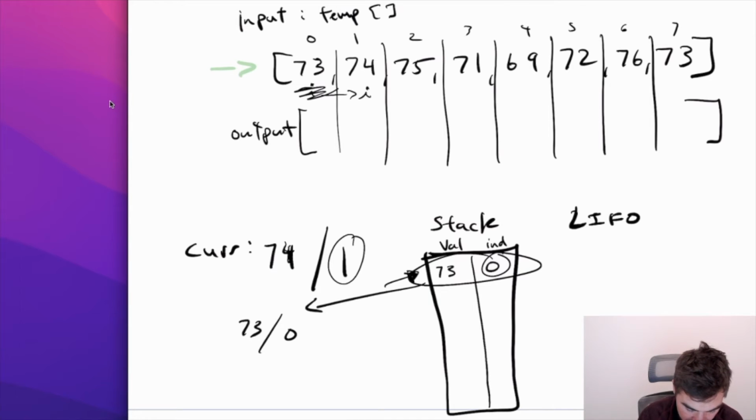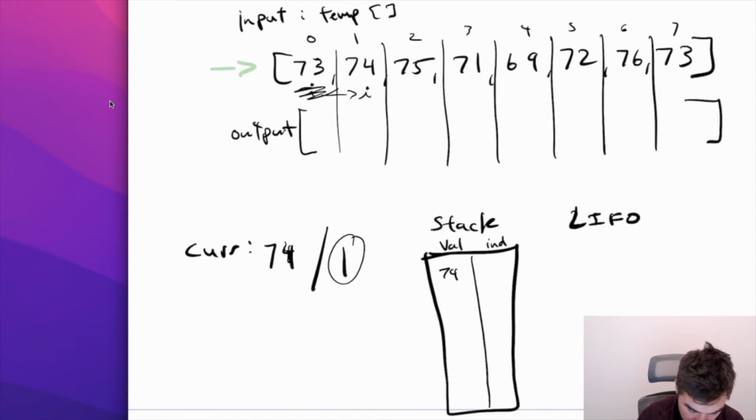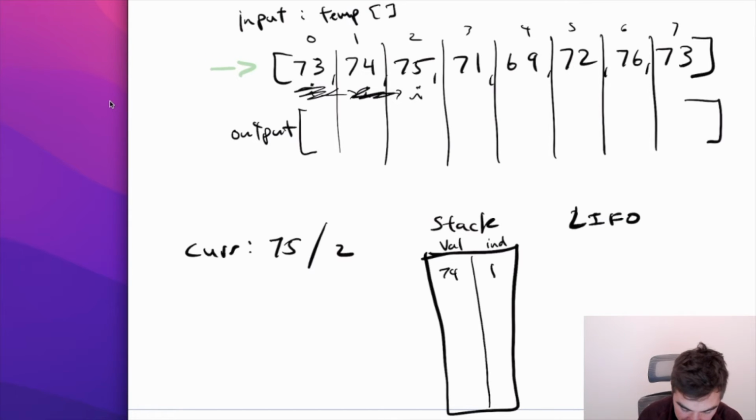Let me go back here or erase. Okay, and then once we pull out 73, then 74 gets put on the stack, 74 and 1. Then what's next? Next would be I of 75, so we have 75 and 2. Is 75 greater than 74? Yes, it is. We do the same calculation. 2 minus 1 is 1.